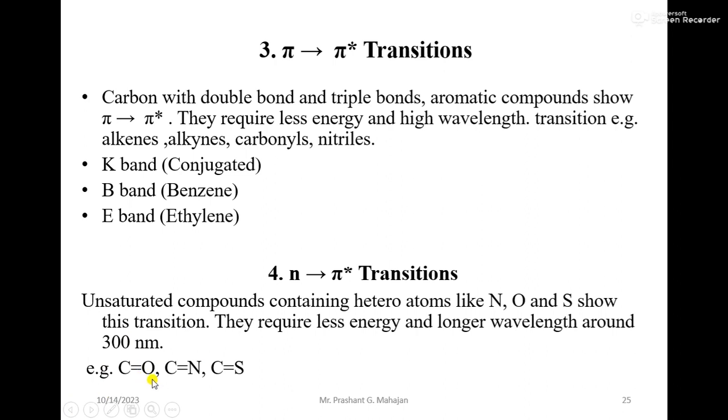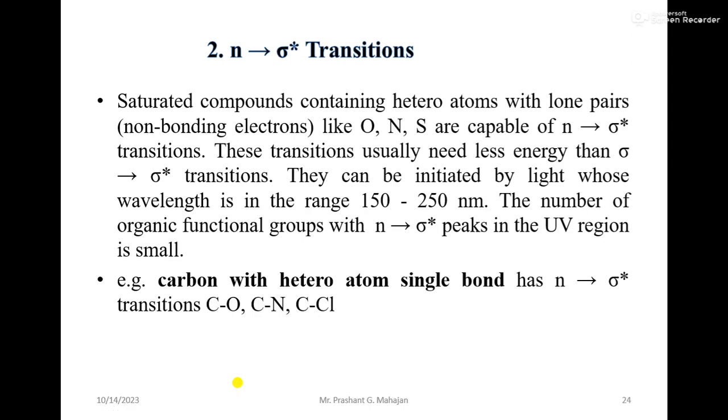So oxygen is having two lone pairs, carbon double bond nitrogen, so there is a lone pair on nitrogen, carbon double bond sulfur, there are two lone pairs on the sulfur. So that is n to pi star. And one more, that is n to sigma star. Again, I am saying that sigma is related to the single bond, that is saturated compound. n is related to the lone pair present on the heteroatom, that is n to sigma star.